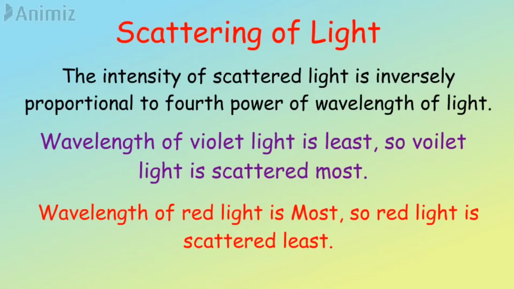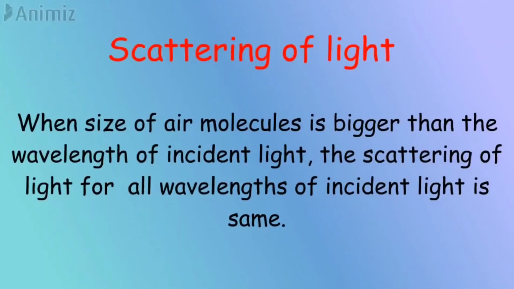So violet is scattered the most and red the least. But when the size of the air particle or molecule is bigger than the wavelength of incident light, then scattering of light for all wavelengths of incident light is the same. All colors are scattered to the same extent. So the resultant light has no color. It is always white.